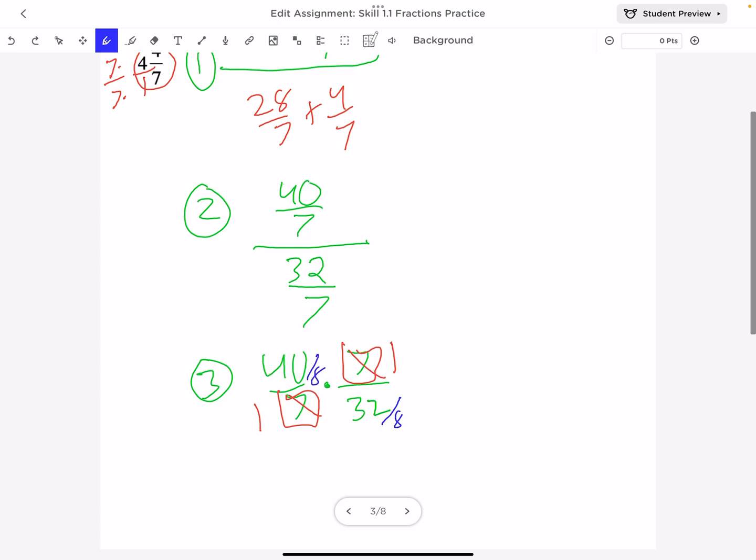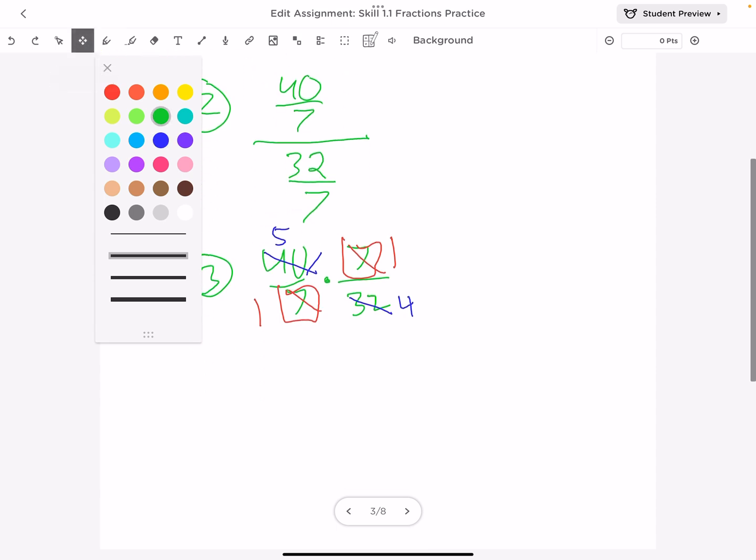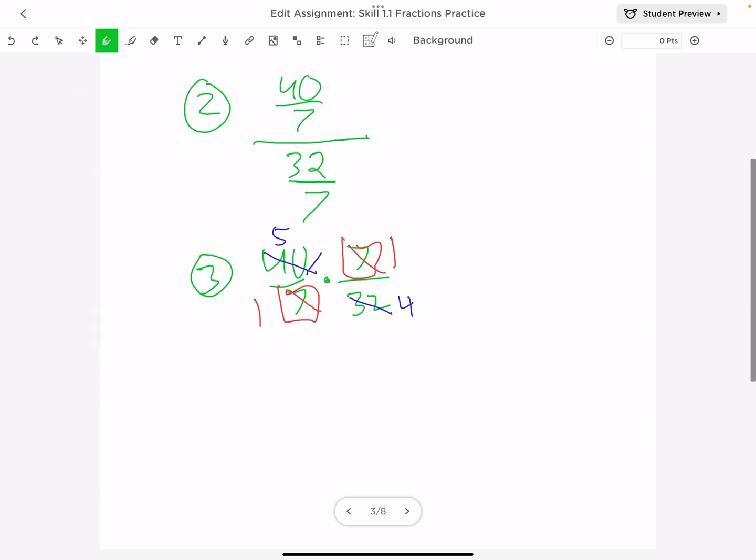And by doing that, this cancels to 4, and this cancels to 5, because I've done 40 divided by 8 and 32 divided by 8. And so what I end up with, for step 3, or step 4, I get 5 over 1 times 1 over 4, which is just 5/4. And I can leave it as an improper fraction, just like that.